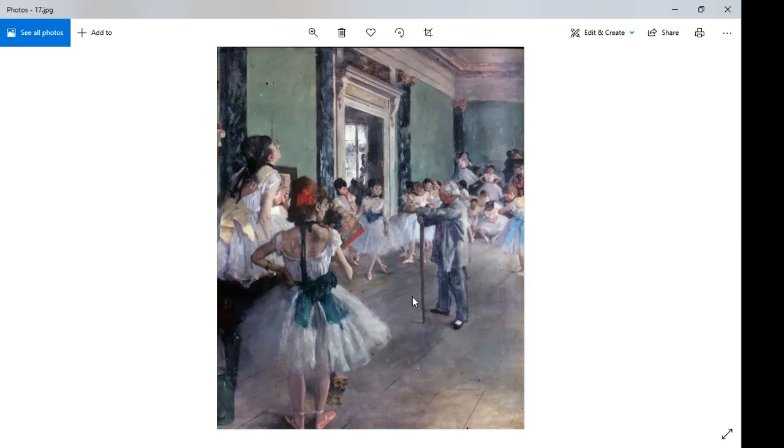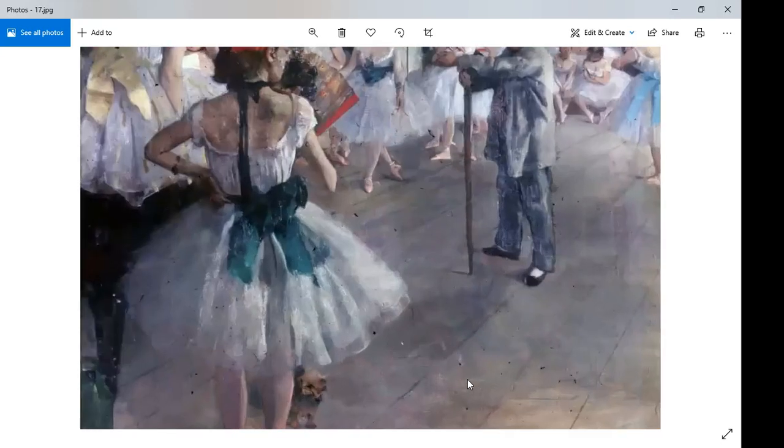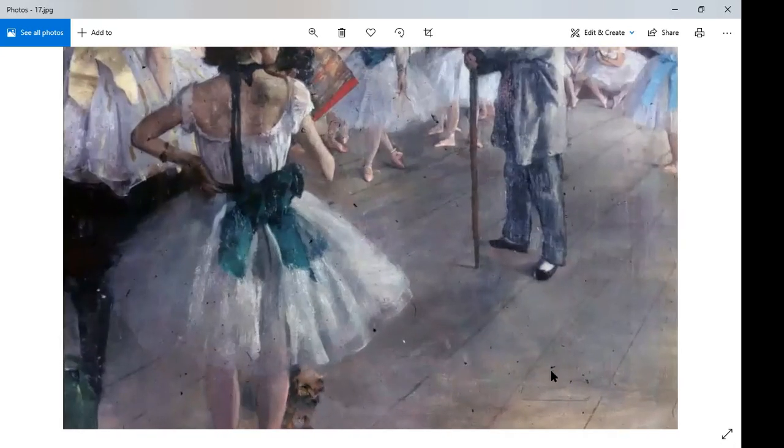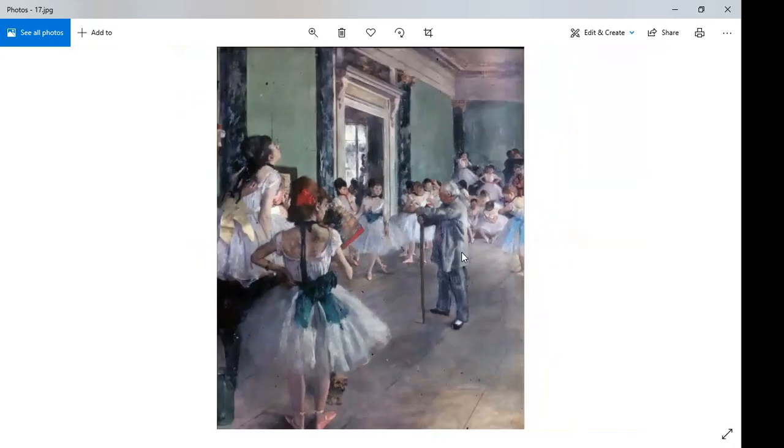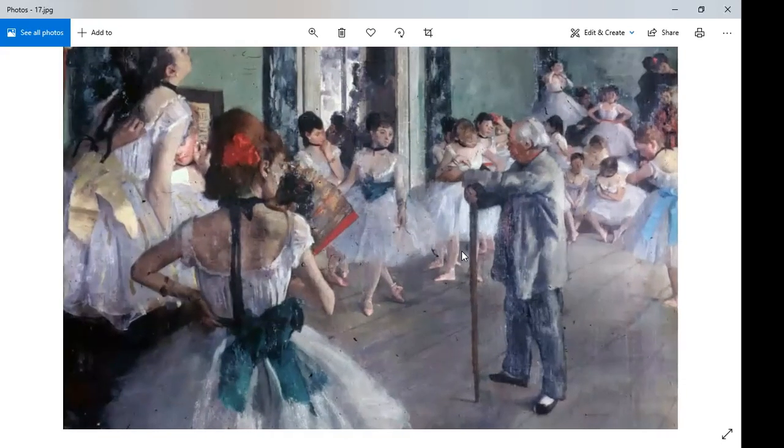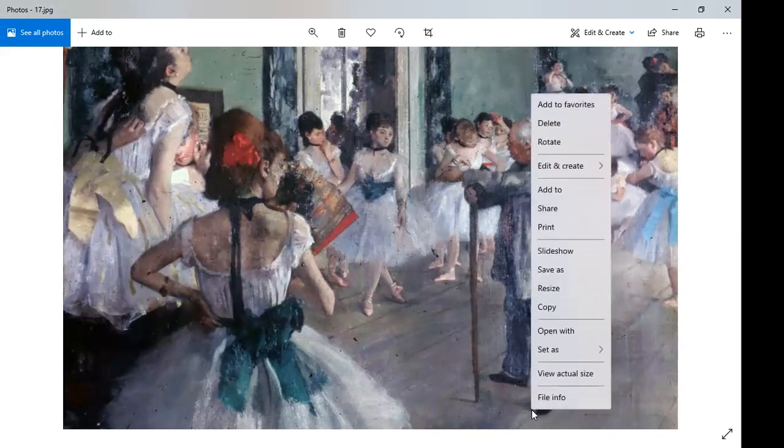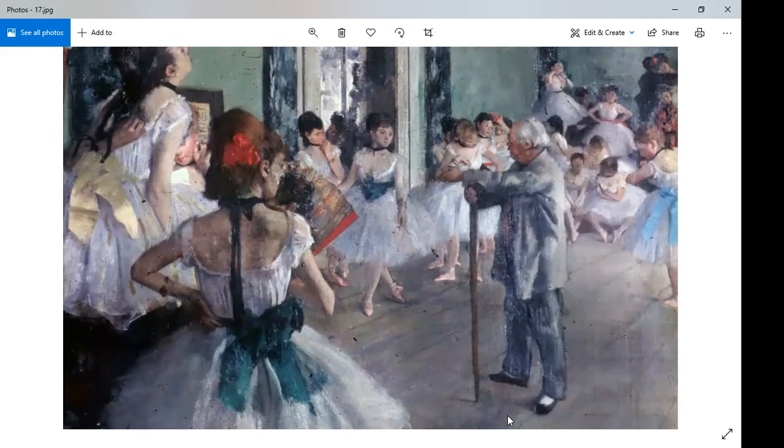So what's realistic? Well, the floorboards, the line that outlines the floorboards. The instructor is fairly realistic. It's not super sharp, but on his face, I'd say it is. His head, even his hair and his skin, and on his clothes, even down to his shoes. So the instructor is more realistic than most of the other figures.